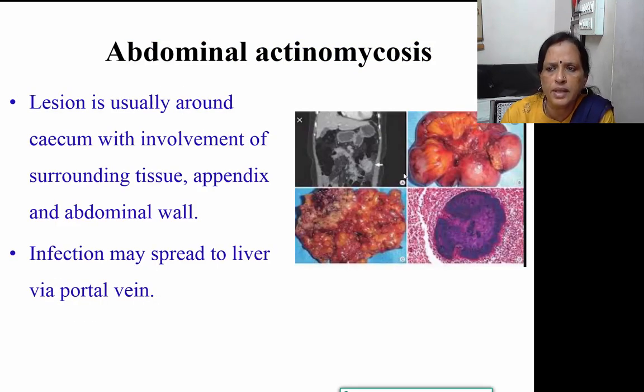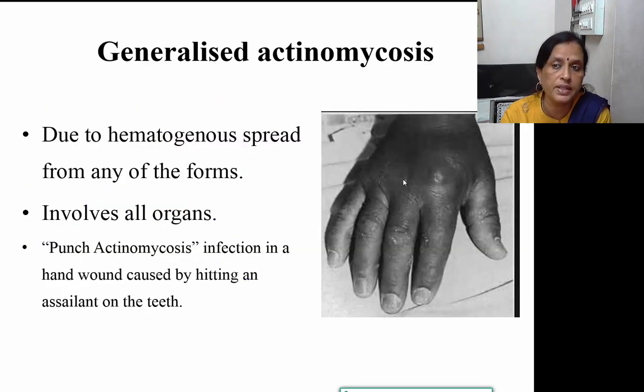The third site is abdominal actinomycosis. The lesion here is usually around the cecum with involvement of surrounding tissue. What are the surrounding tissues? Appendix, abdominal wall. We have seen, I think, 2-3 cases of this abdominal actinomycosis. From here the infection may spread to the liver. How does it spread to the liver? Via the portal vein. It becomes generalized, right? So generalized actinomycosis is the fourth one, due to hematogenous spread from any of the forms.